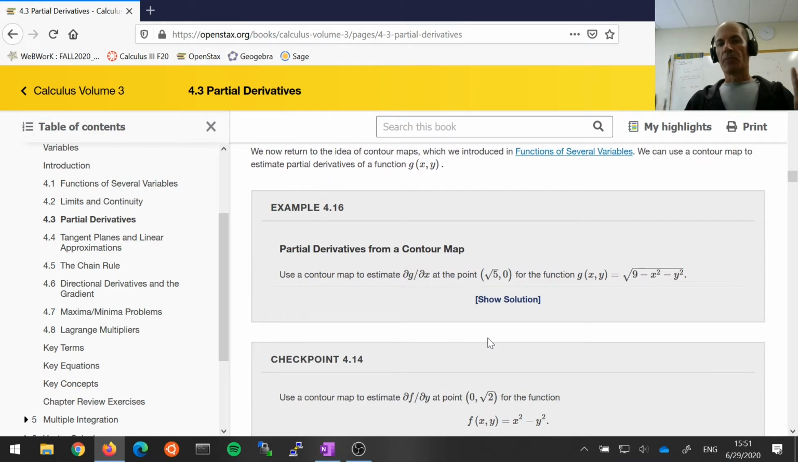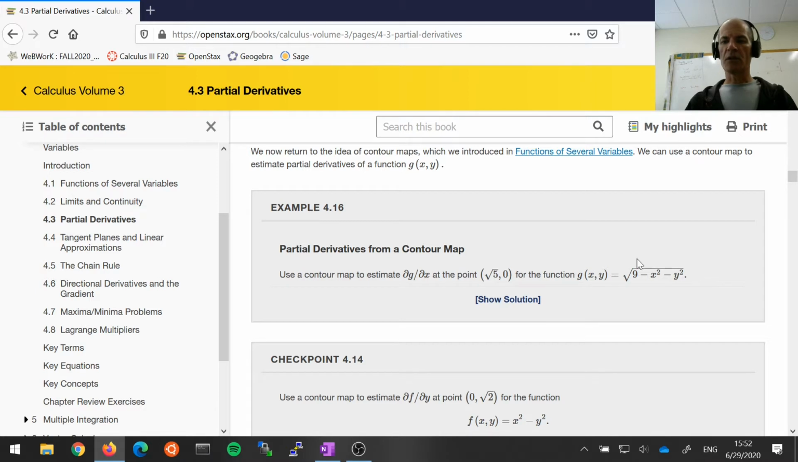For now, the partial with respect to x is just telling me about the slope in the x direction. Partial with respect to y, just telling me about the slope in the y direction. There is this really fun relationship between partial derivatives and contour maps.